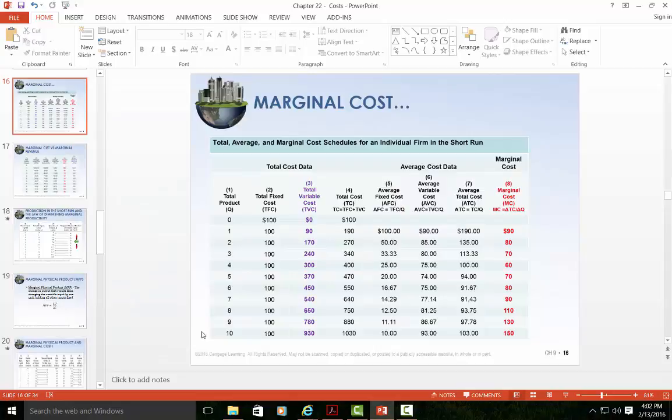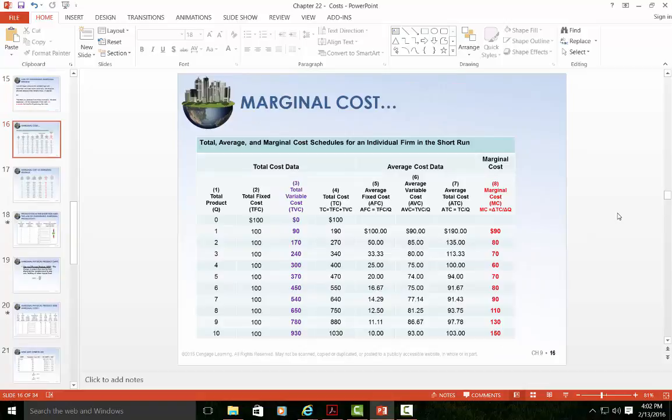So here we're looking at a production schedule, and you notice that in column one you have total output. This is total fixed cost. Notice it's fixed, so it's always $100 regardless of output. Total variable costs, right? $90, $170, $240, $300, $370, $450. Notice that I said the variable costs tend to vary with output. So as the output increases, so do the variable costs.